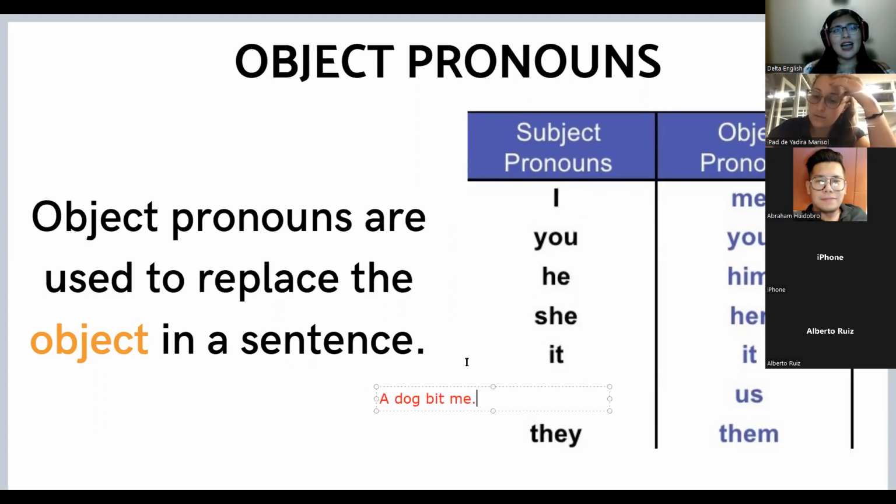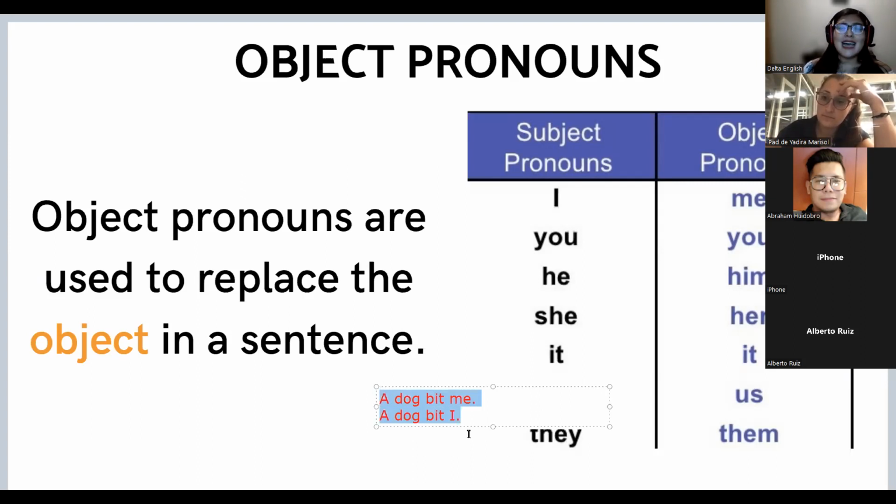No voy a decir a dog bit I. Aquí no puedo usar el I. ¿Por qué? Porque yo no soy la que está haciendo la acción de morder. Yo estoy recibiendo la mordida. Entonces, en lugar de usar I, yo voy a usar me. A dog bit me. Un perro me mordió a mí, right?